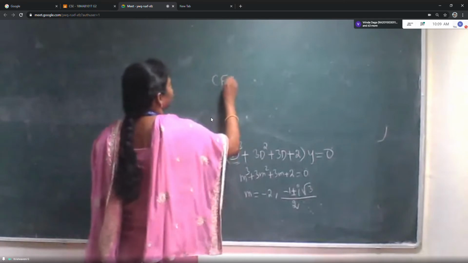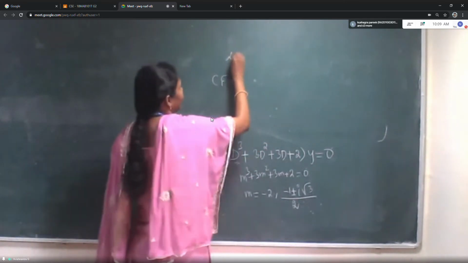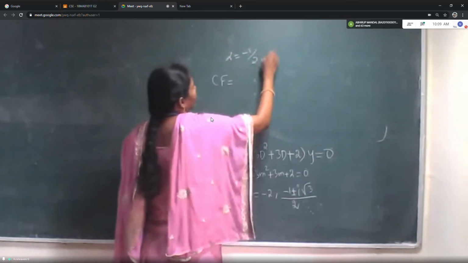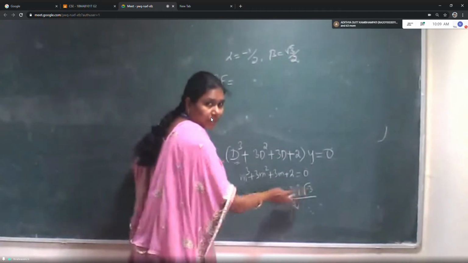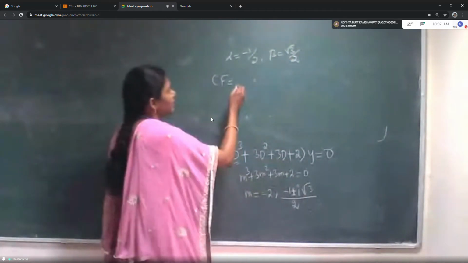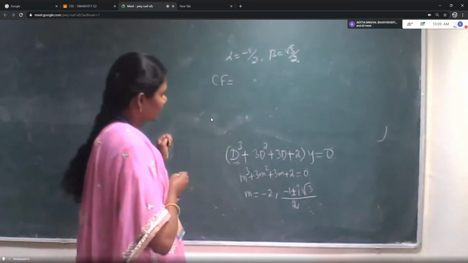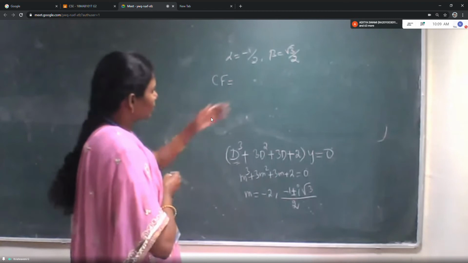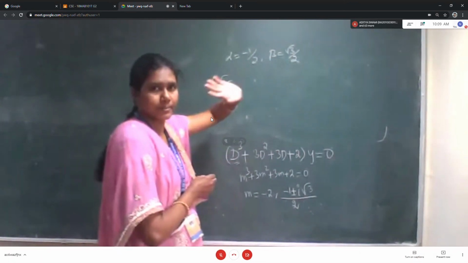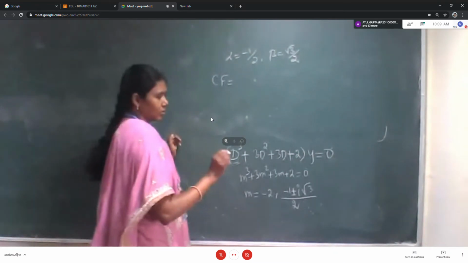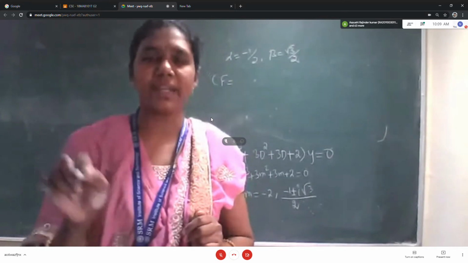CF, tell me. For imaginary roots, alpha equal to minus half, minus 1 by 2, and beta equal to root 3 by 2, because the denominator 2 is common for both. Ma'am, beta would be plus or minus root 3 by 2, no? Because there are two values. Yes, root 3 by 2 only. In the general case, m equal to alpha plus or minus i beta only.